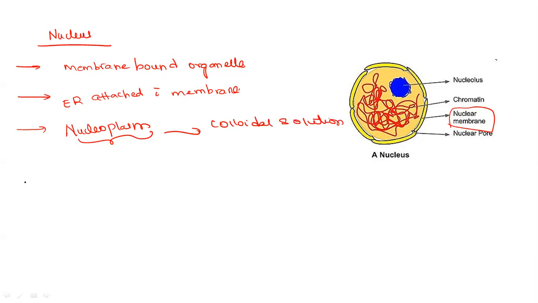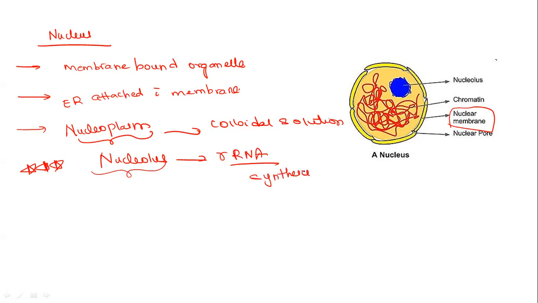All right, and the most important NEET question on this slide is, where is the synthesis of rRNA, ribonucleic acid, happening? It happens in the nucleolus. So remember, rRNA synthesis happens in the nucleolus.